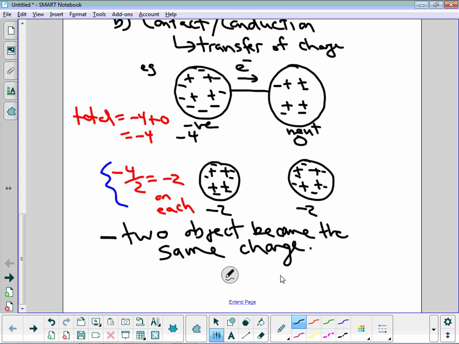Okay? Let's say I had one that was plus 4 and negative 2. What's the overall charge when we add the plus 4 to the negative 2? Positive 2 divided by 2, and they're both going to be plus 1. They'll always be the same at the end. Always. You don't like it, but you can write down as many examples as you'd like, and you will always get that they're going to have the same charge at the end.